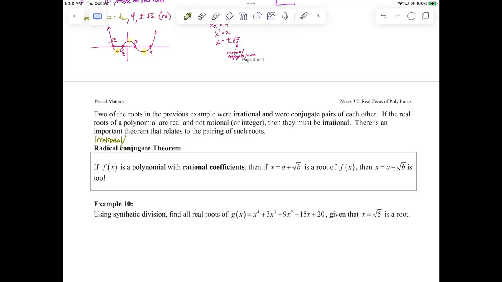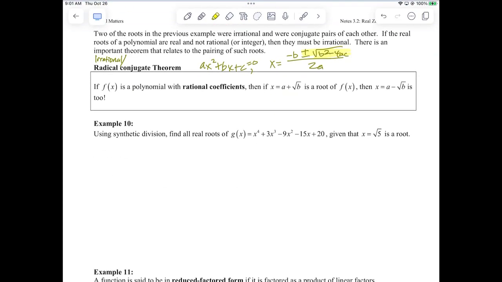Okay? That's built right into the quadratic formula. Whenever you have ax squared plus bx plus c, when you set it equal to 0, you get x equals the opposite of b plus or minus the square root of b squared minus 4ac all over 2a. The quadratic formula has the radical conjugate theorem built right into it. See that? Negative b plus the square root and negative b minus the square root. There's two roots there, and they're conjugates of each other. One's plus, one's minus.